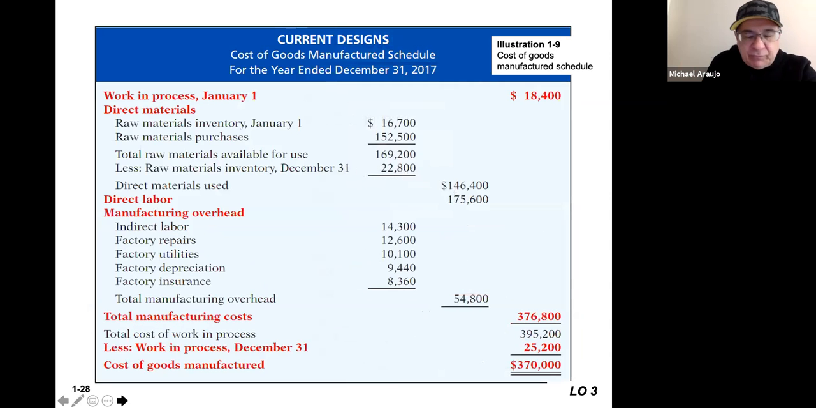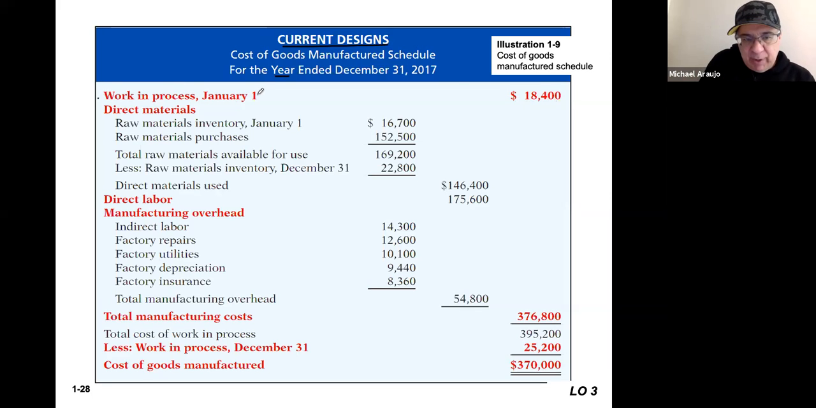This is what it looks like in a schedule. It's the same exact thinking that we looked at earlier, but this is what it looks like in the schedule. Here, this is about a surfboard company, Current Designs, that's explained in your book. And this is their cost of goods manufactured schedule for the year. They start out with their work in process for the beginning of the year. On January 1st, this particular company had $18,400 of work that was in process from the previous year.